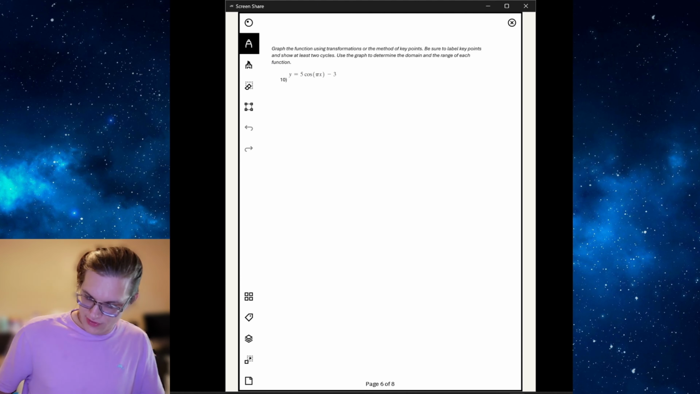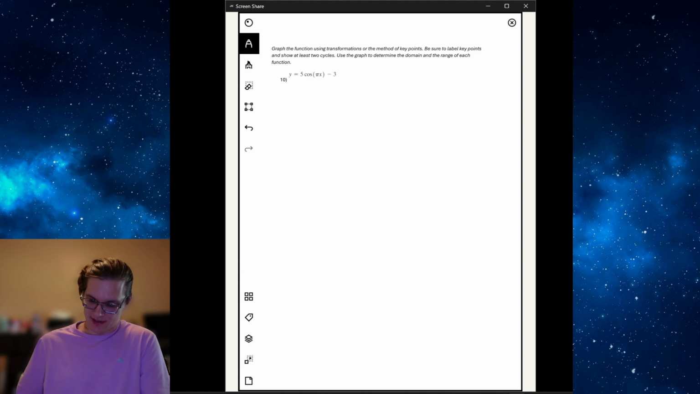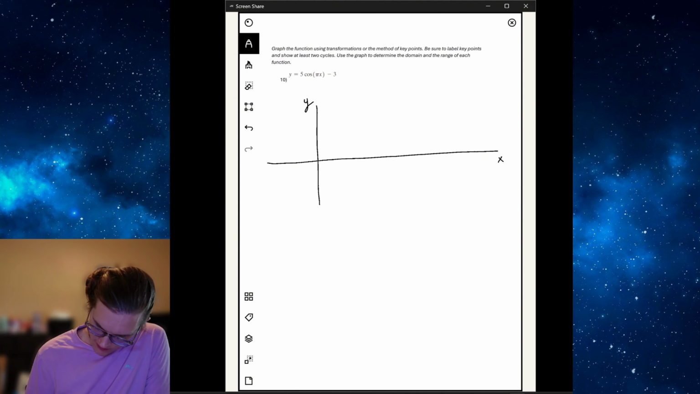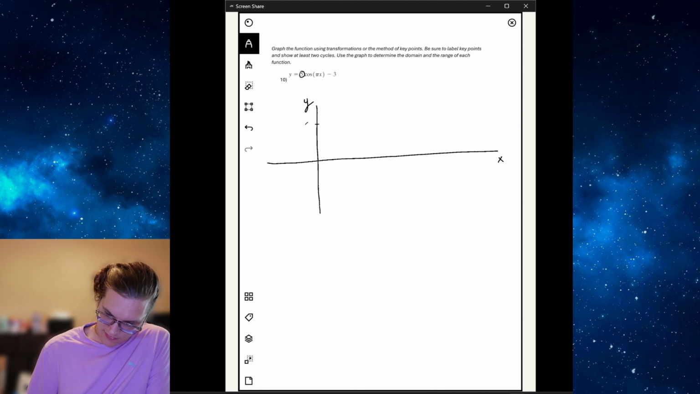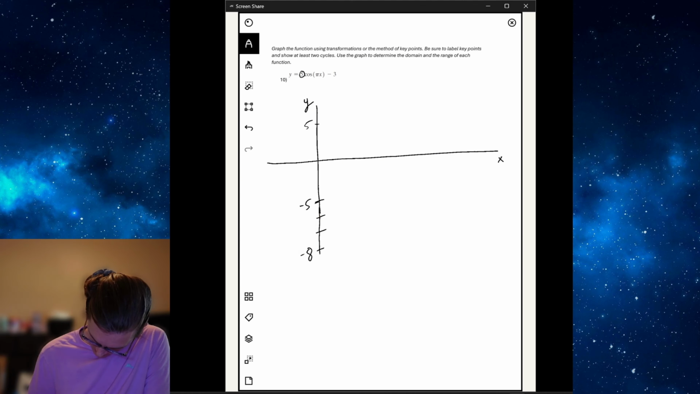Graph the function using transforms. Be sure to label key points, do 2 cycles. Use the graph to determine the domain and range of each function. Good. This is good practice right here. So we'll start by drawing this x and y. I'm going to determine that we have an amplitude of 5. You might think, oh, I'll just label 5 and negative 5, but it's also going to be shifted down 3. So that means we're going to need negative 8.